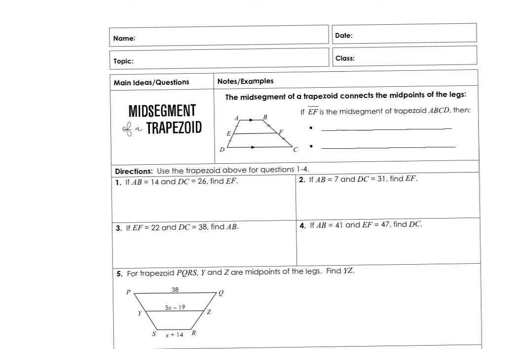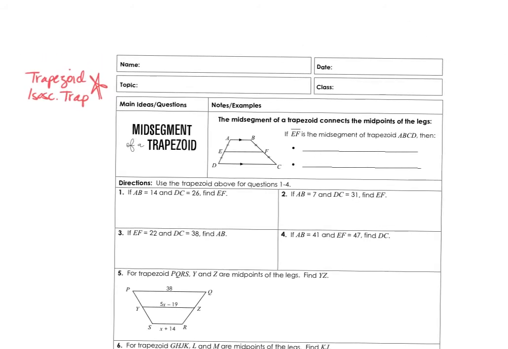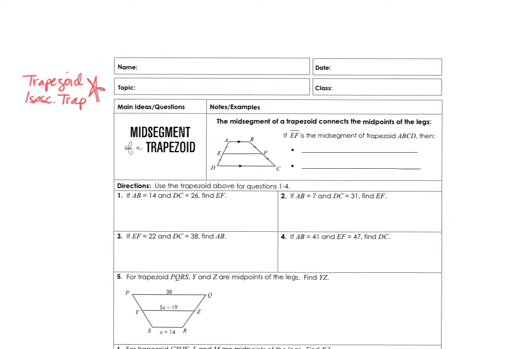So we've just talked about the properties of a non-isosceles trapezoid, and we've also talked about the properties of an isosceles trapezoid, and those have to be committed to memory. And now what we're going to talk about is the mid-segment of a trapezoid. And we've talked about mid-segment before. We've talked about mid-segment of a triangle, okay? Now we're going to talk about mid-segment of a trapezoid. So the mid-segment of a trapezoid, just like in a triangle, connects the midpoints of the legs, okay? So the mid-segment of a trapezoid connects the midpoints of the legs.